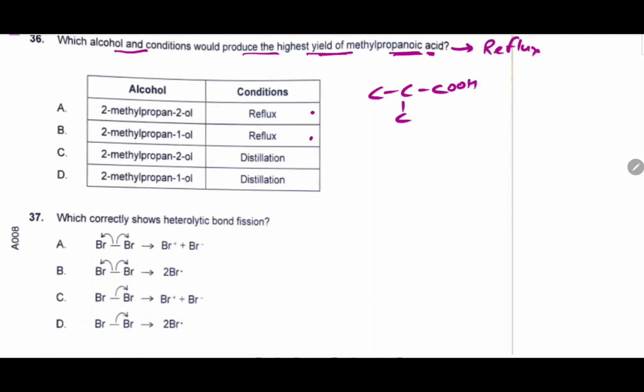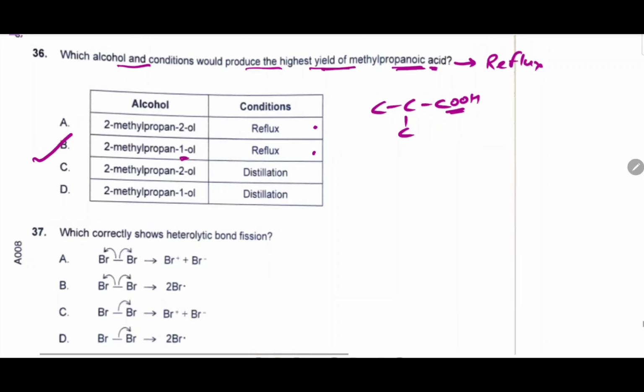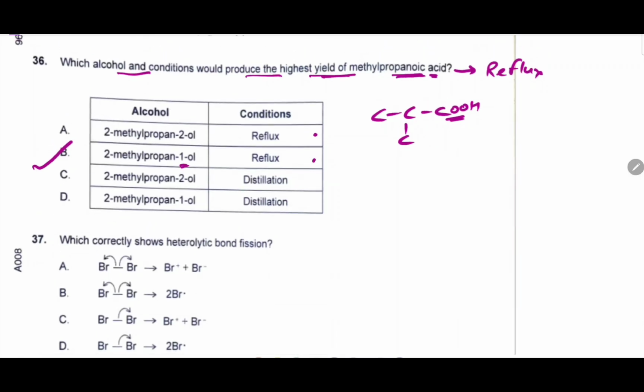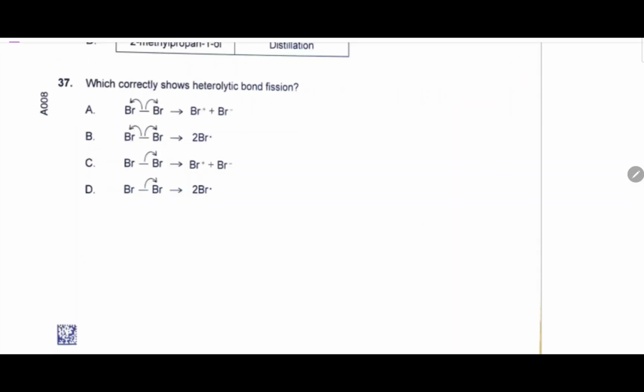Now 2-methyl propanol. Only the primary alcohols can be converted into propanoic acid. Hence the answer is B. Therefore the answer for question number 36 is B. Reason: primary alcohols can be oxidized to carboxylic acid by refluxing. Answer option is B.